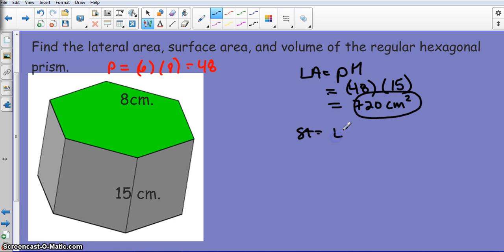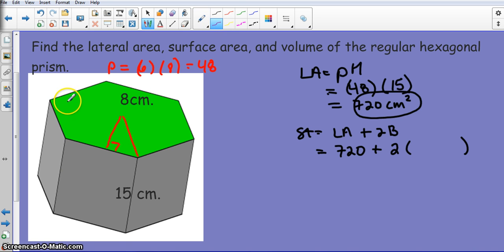Surface area. The surface area is our lateral area plus 2 base areas. And we know the lateral area is 720. So now all we have to do is find our base area. So I'm going to go over here to the base, and I'm going to draw in the apothem and the little right triangle that goes with it. And I'm going to talk about the angles in a hexagon.